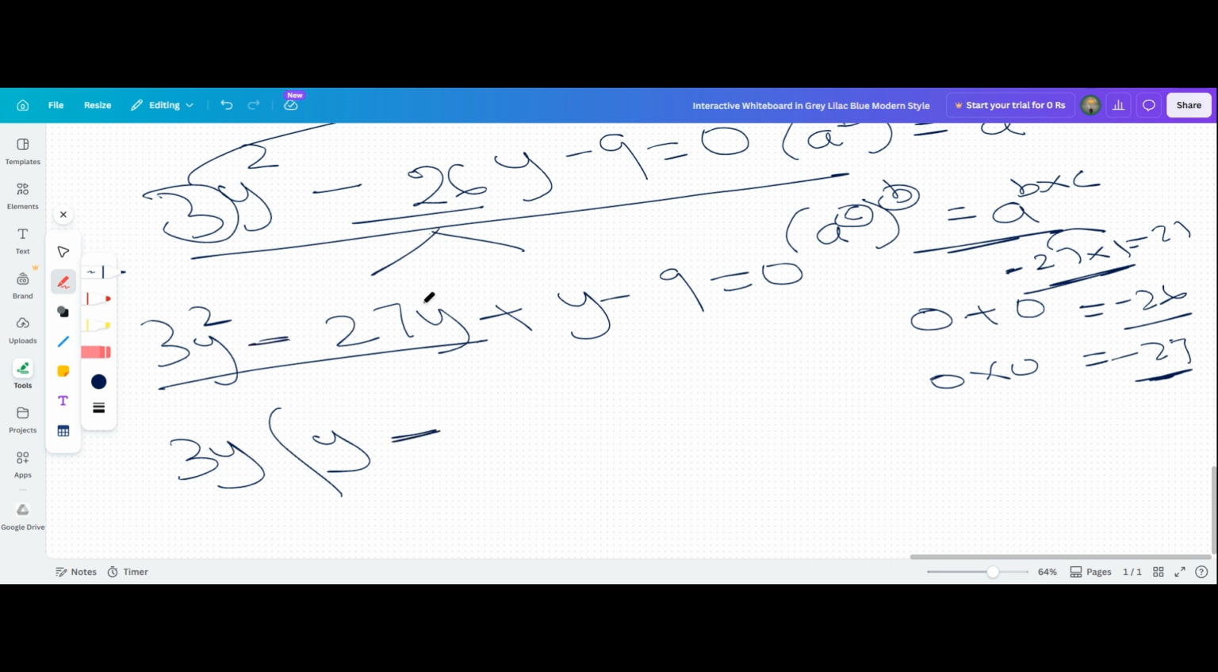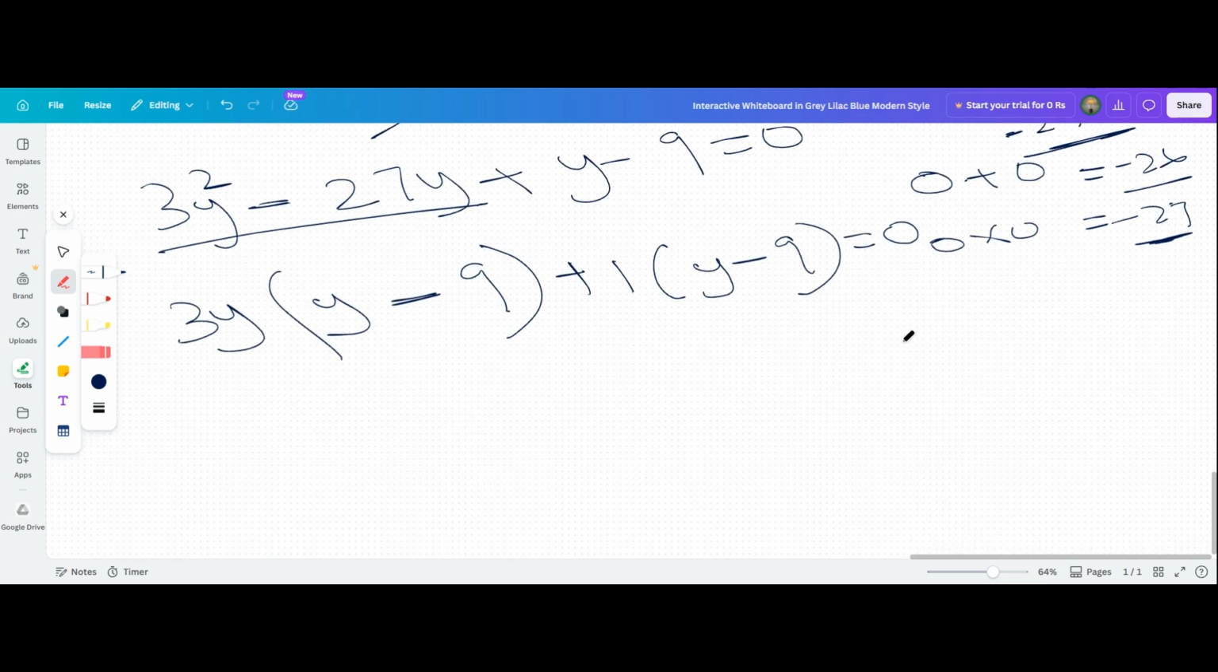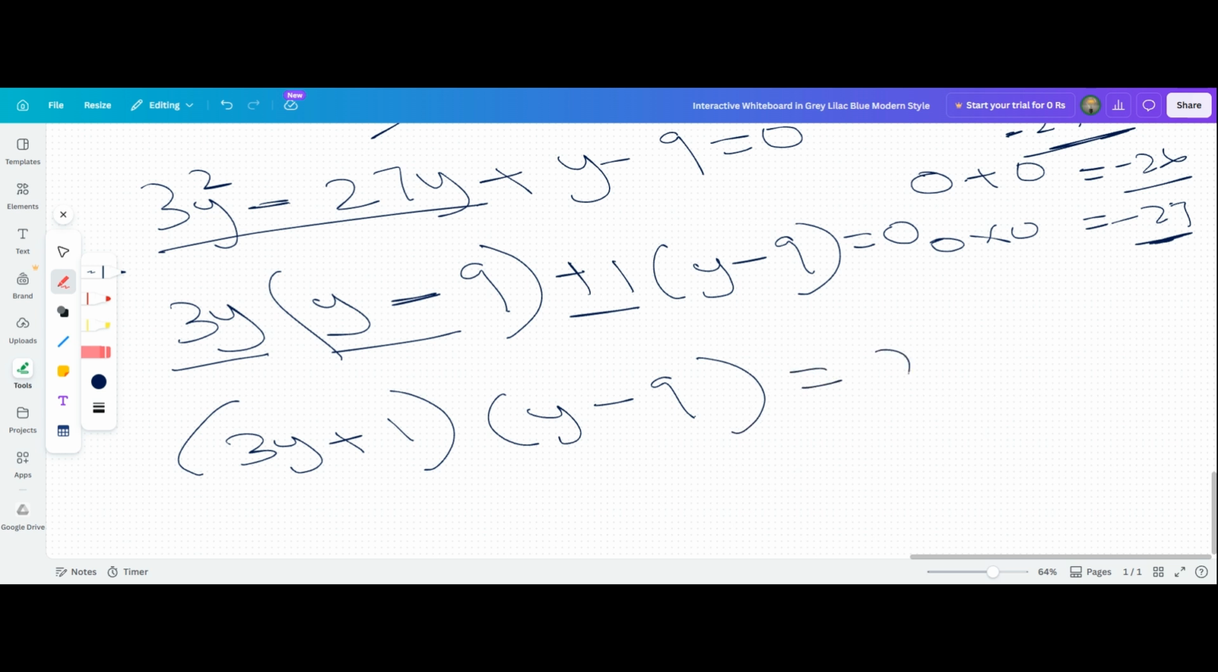So 3y into how much is 27y? 3y into 9. 9 into 3y is 27y. Plus y minus 9. So you can put y minus 9. So here it will be equal to 0. So write it as 3y plus 1, and here y minus 9.